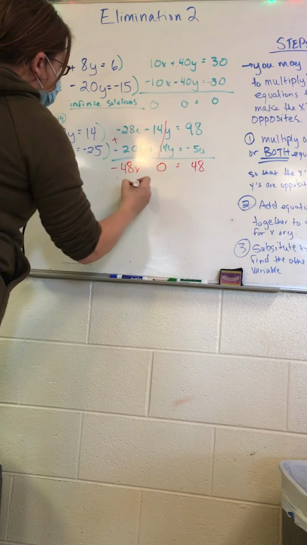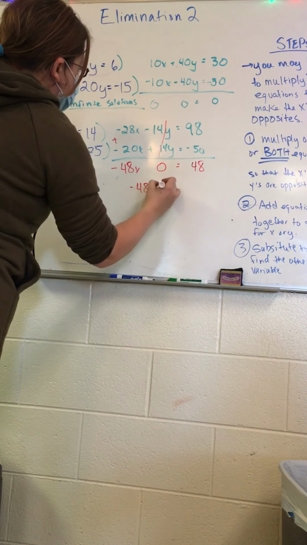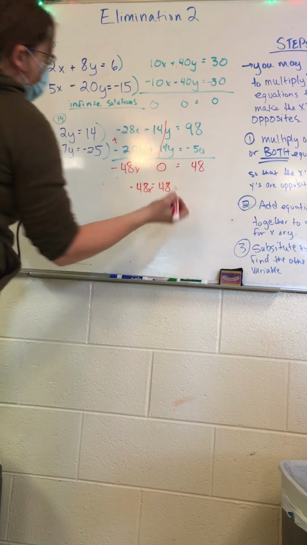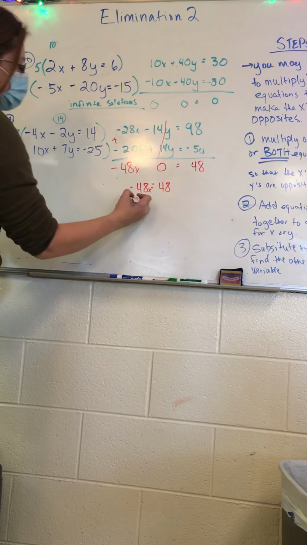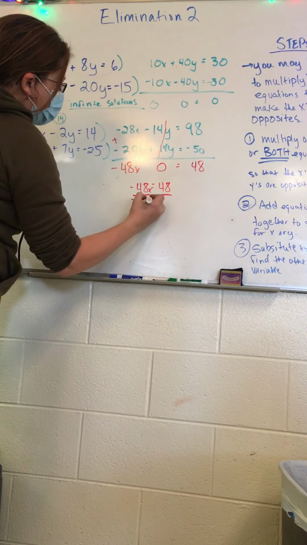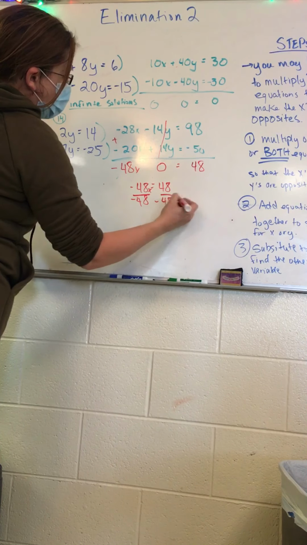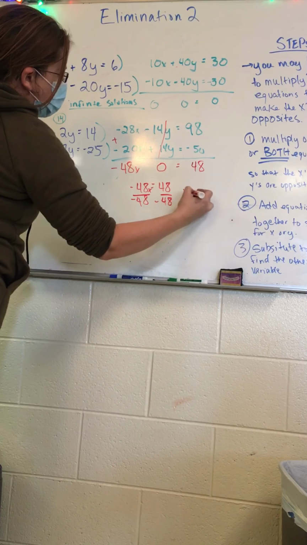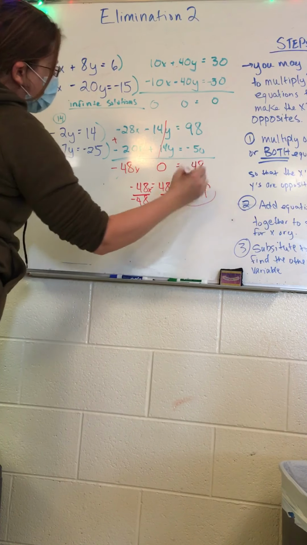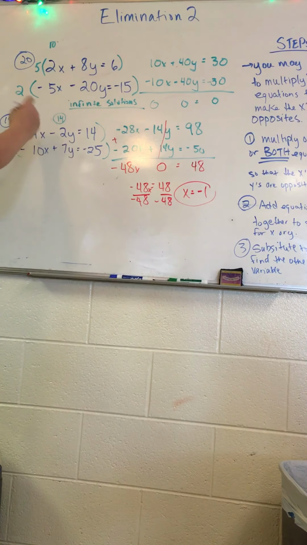So now I have negative 48x equals 48. It is a one-step equation now to solve for x, so divide through by negative 48. 48 divided by 48 is going to be 1. In this case, negative 1. x equals negative 1. Now the last step is to take this and substitute it back into one of the original equations and solve for the other variable.